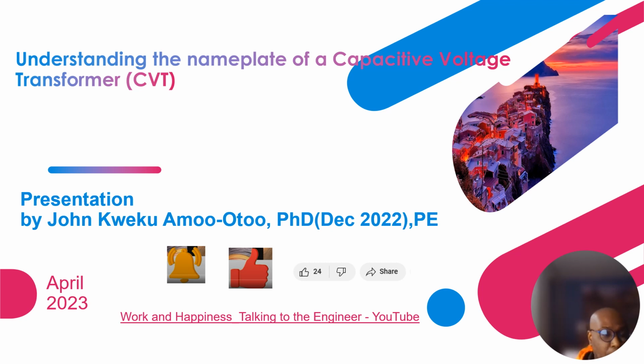And this time, the presentation topic is understanding the nameplate of a capacitive voltage transformer. As you know, we use this type of substation equipment in main substations with voltages of 130 kV, 132 kV, and above.